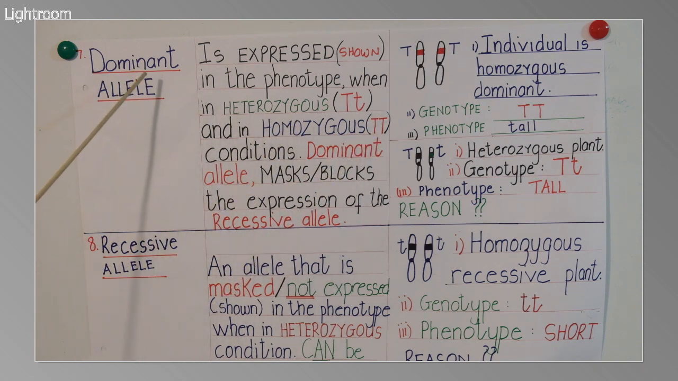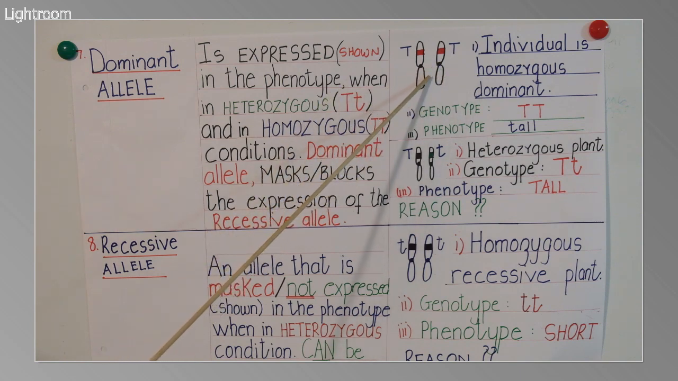So let's go back. What do we mean by dominant allele? A dominant allele is always expressed when it is in the heterozygous condition and in the homozygous condition. But the more clear understanding of dominant allele is when it is found in the heterozygous condition. In other words, when it is found in combination with another recessive allele.